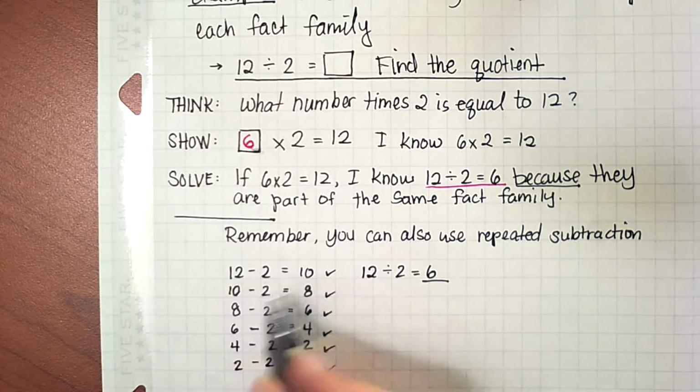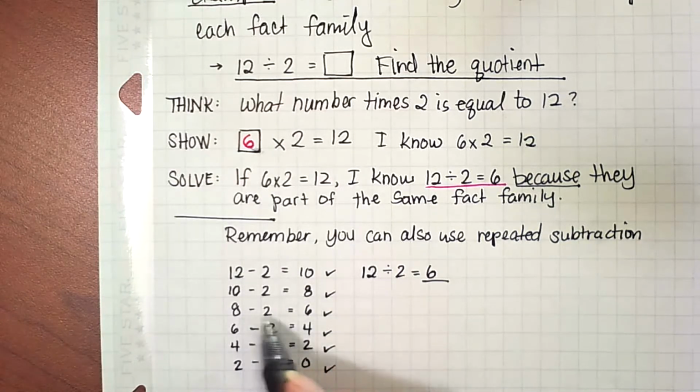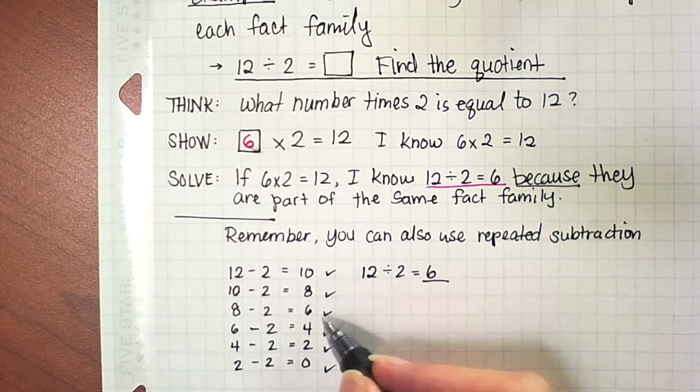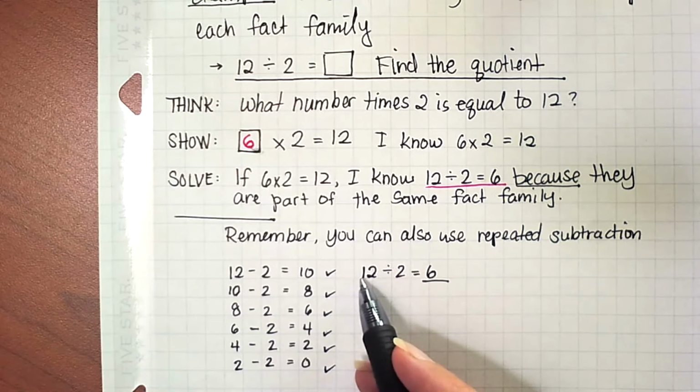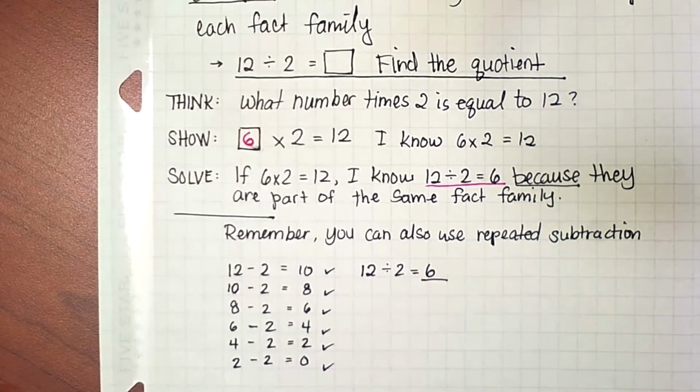So 12 minus 2 is 10, 10 minus 2 is 8, 8 minus 2 is 6, 6 minus 2 is 4, 4 minus 2 is 2, and then 2 minus 2 is 0. And I was able to do that 1, 2, 3, 4, 5, 6 times. So now I know that 12 divided by 2 is going to be equal to 6. Now let's go ahead and work on our guided practice together.